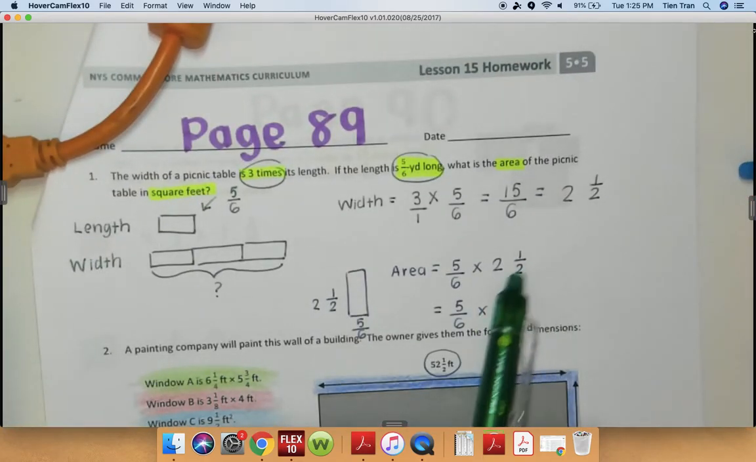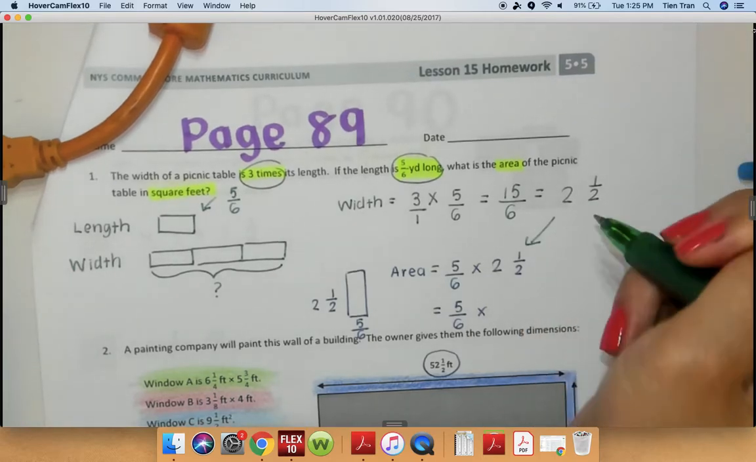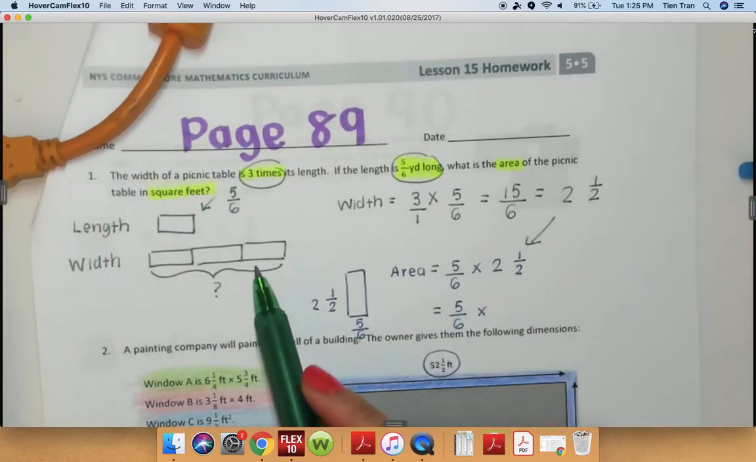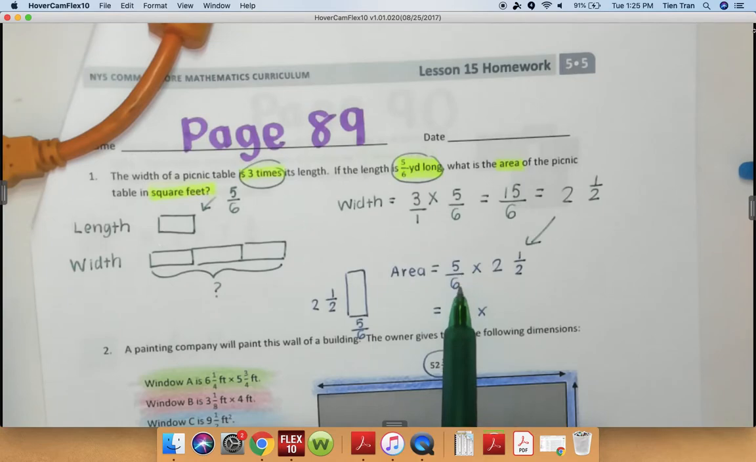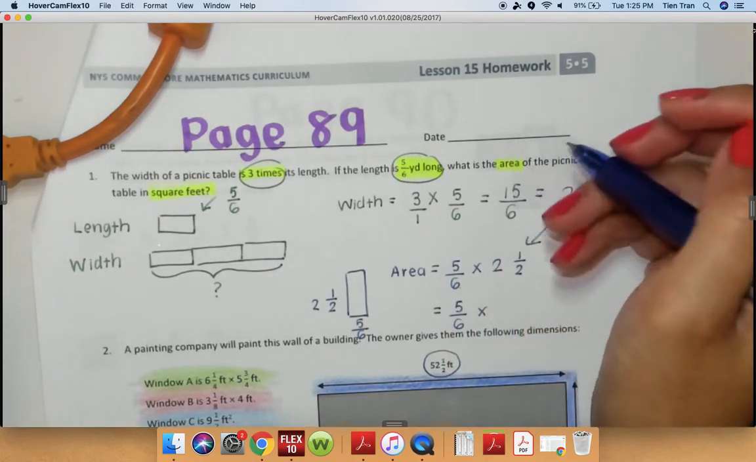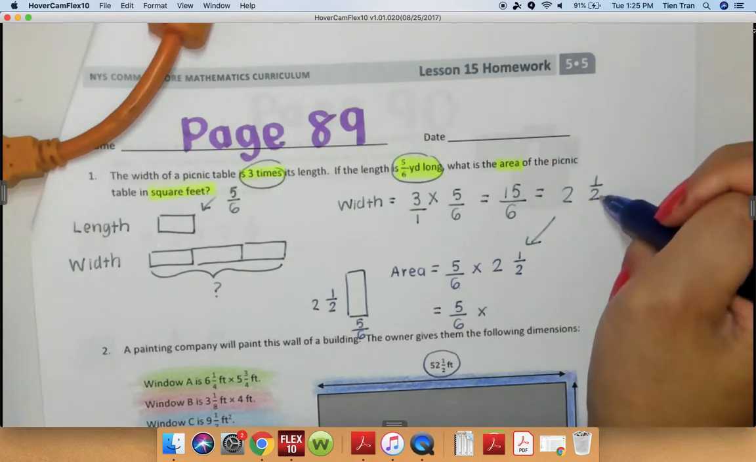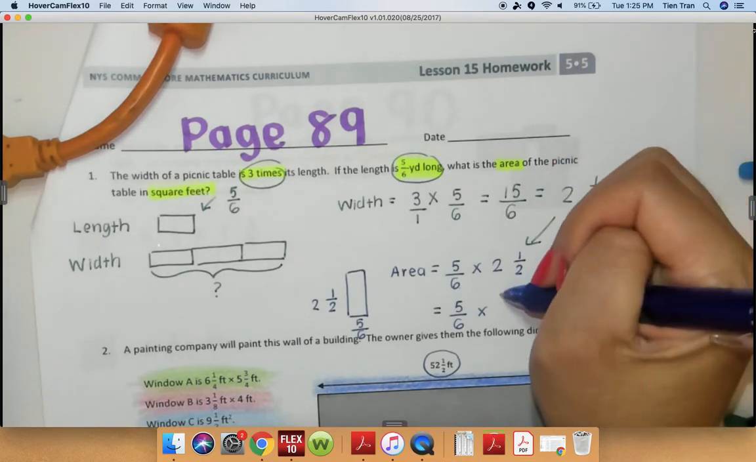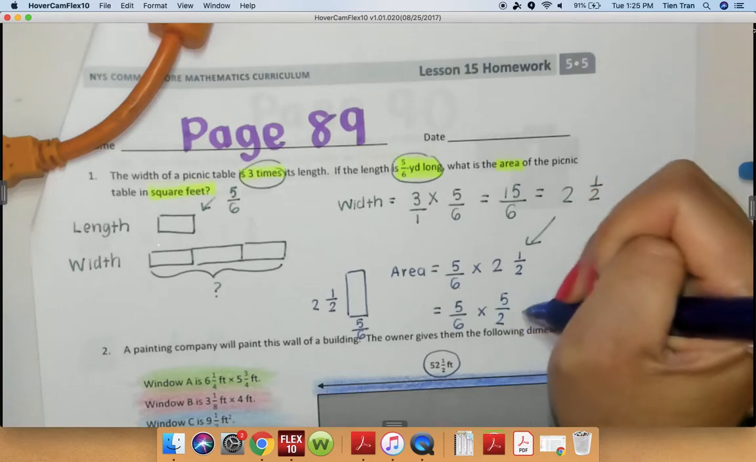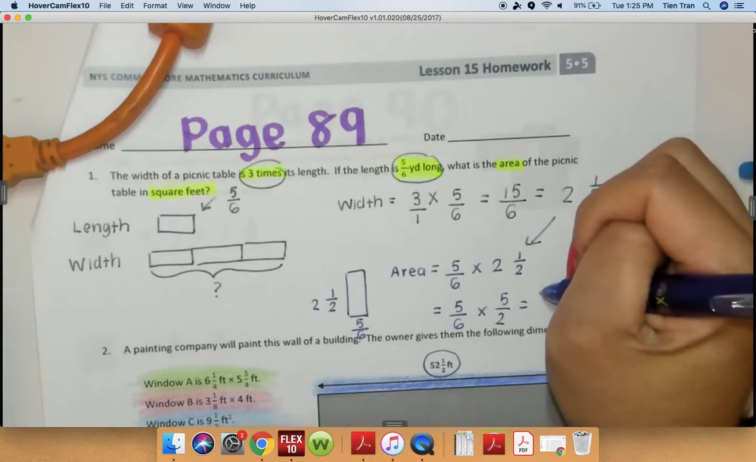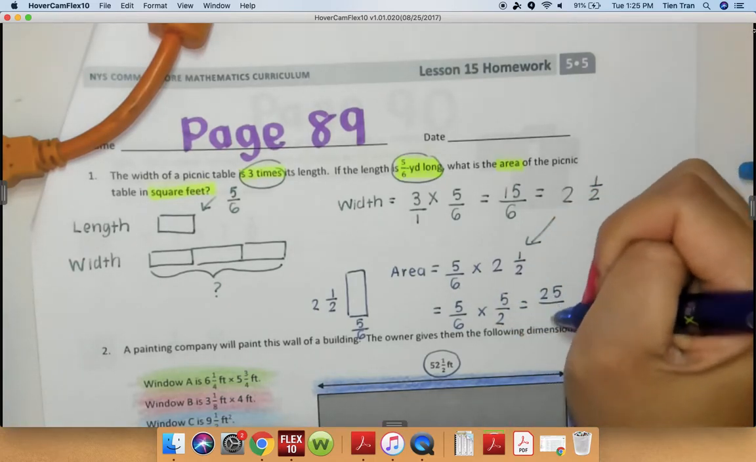Now, I have that number, so that's what I did here. I brought it down. Now I'm finding the area. To find area, I'm going to multiply 6 times 2 and 1/2. So 2 and 1/2, I told you earlier. 2 times 2 is 4, plus 1 is 5, so I get 5/2. And 5 times 5 is 25, and 6 times 2 is 12.